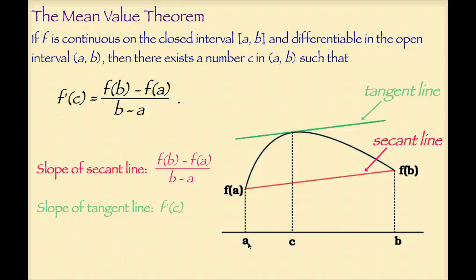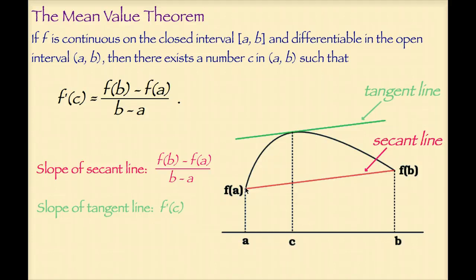If we're saying that our interval is AB and we drew a line connecting f of A to f of B, this secant line has a slope that we could find by subtracting the y values, f of B minus f of A, over the subtracting of the x values, b minus a. So this is the slope of the secant line.